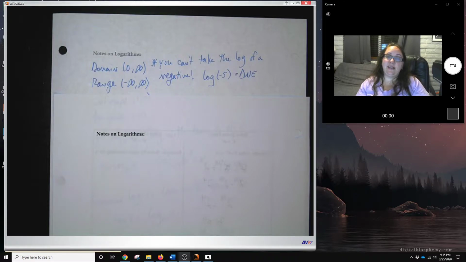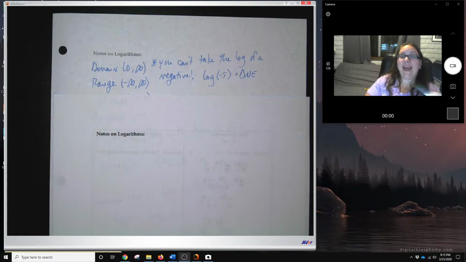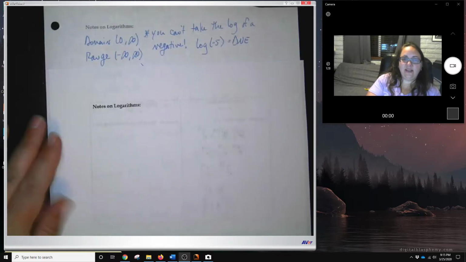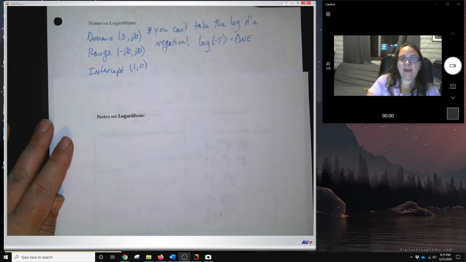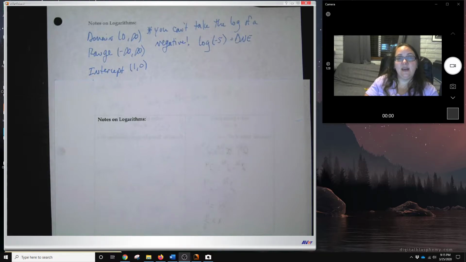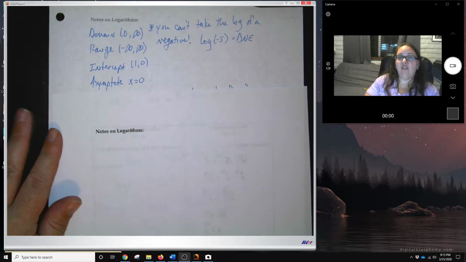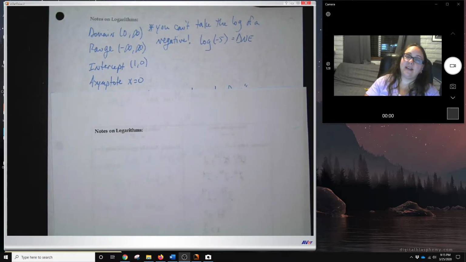Now what that means is that since the domain of a log is only positives, we cannot take the log of a negative. Negative is not in the domain of a logarithm. Now, the other things that I know are that it would have an intercept at 1, 0, because the exponential has an intercept at 0, 1. I also know that it would have an asymptote of x equals 0, because the exponential has an asymptote at y equals 0.